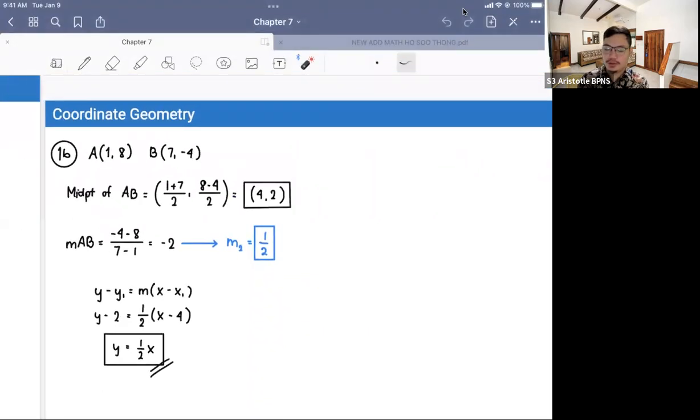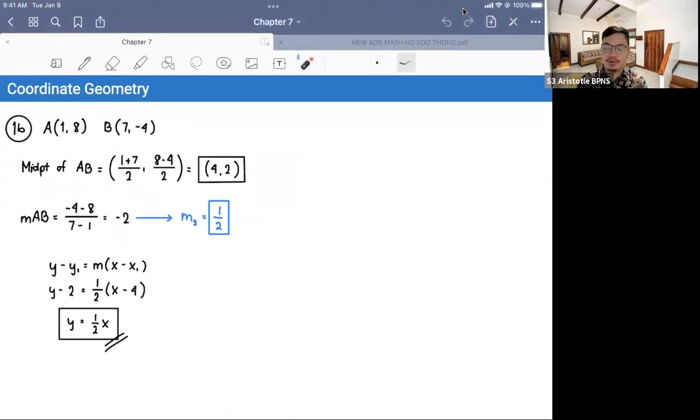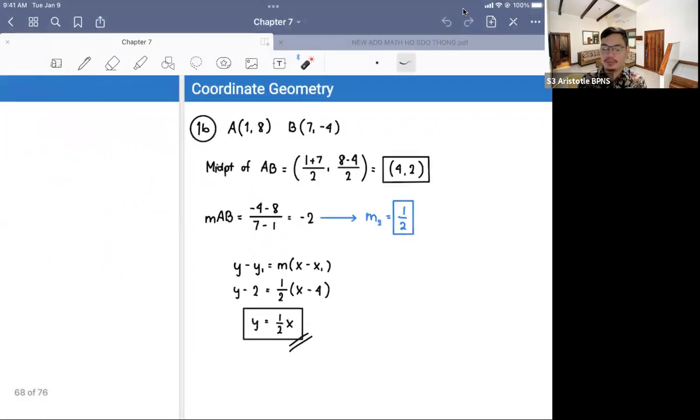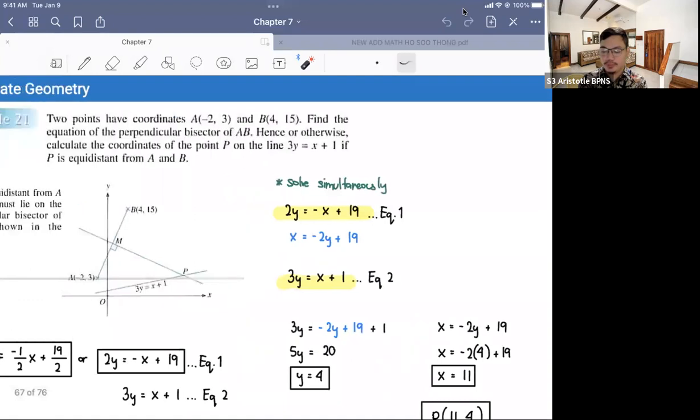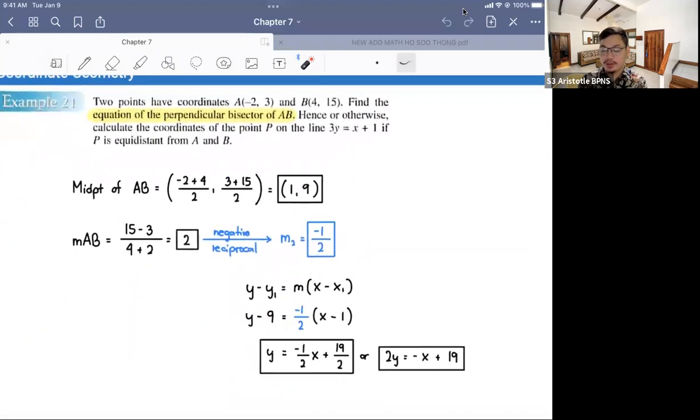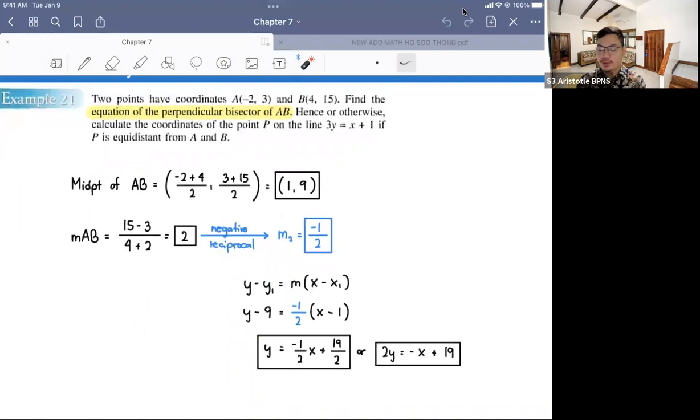All right. So let's have another example. Last one for this topic. Example 21. If you have 2 points which have coordinates A, negative 2, 3, and B, 4, 15, we need to find the equation of the perpendicular bisector of AB. That's the first question here. Hence or otherwise, calculate the coordinates of the point P of the line 3y equals x plus 1 if P is equidistant from A and B.